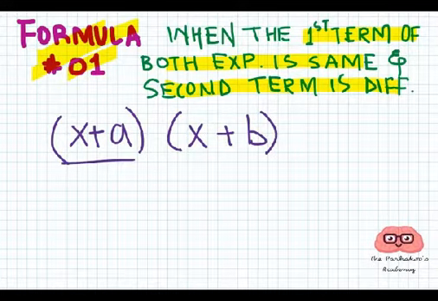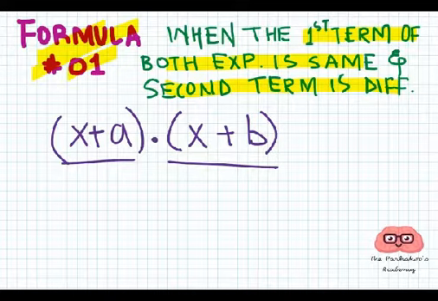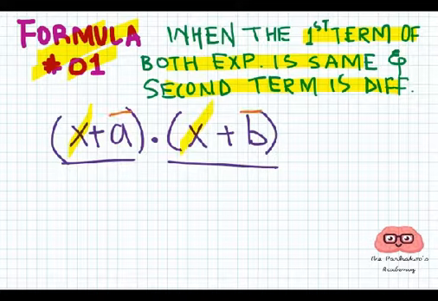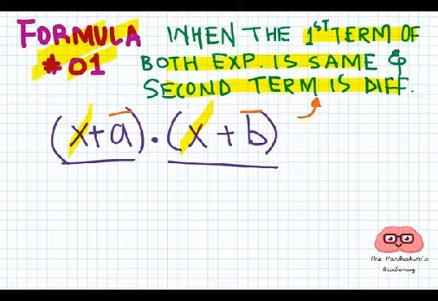These are the two different expressions which are multiplied with each other, and if you see here, their first term is the same and the second term of both these expressions is different. So this formula can be valid for it. But before giving you a shortcut to solve such an expression in just one line, let's first see how we do it the longer way.